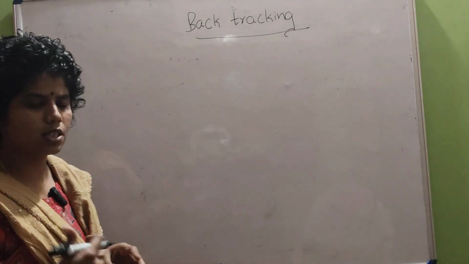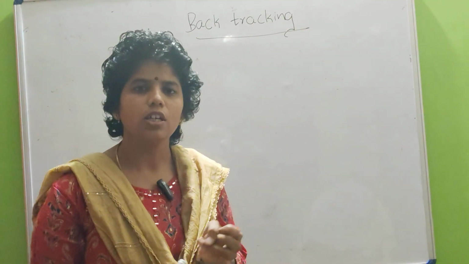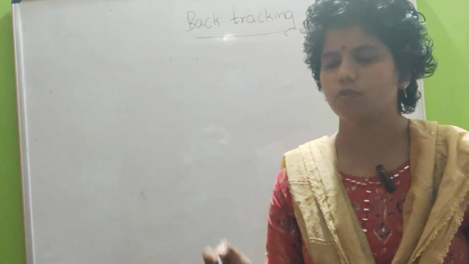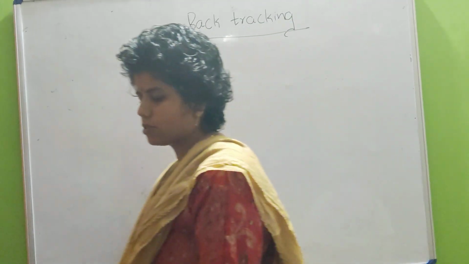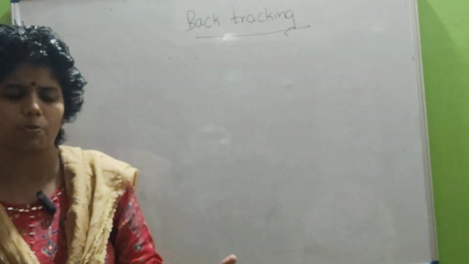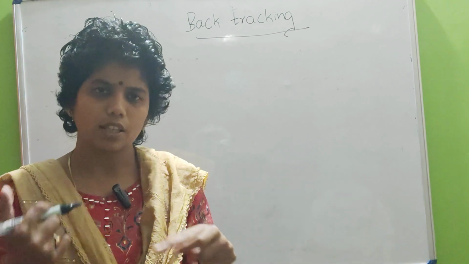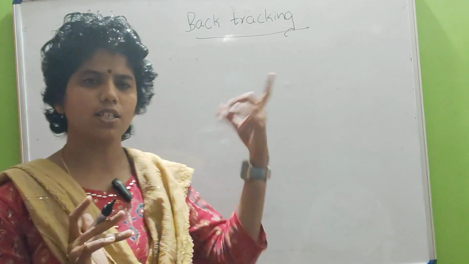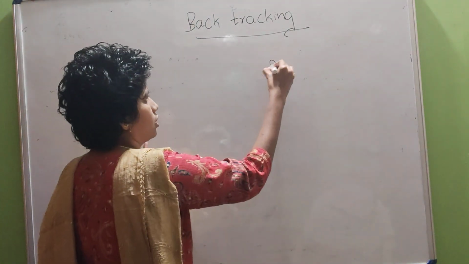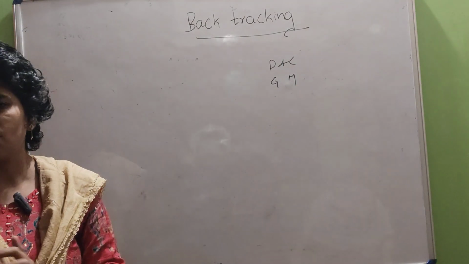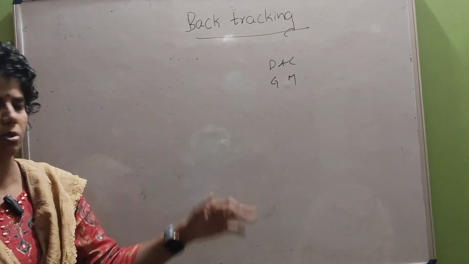Already we have seen different approaches like dynamic programming, greedy method, divide and conquer. In divide and conquer, we divide the big problem, otherwise split the big problem into smaller subproblems and obtain the solutions. Then we combine all the solutions. That is divide and conquer. Next, greedy method. In greedy method, we find the optimal solution out of the feasible ones.